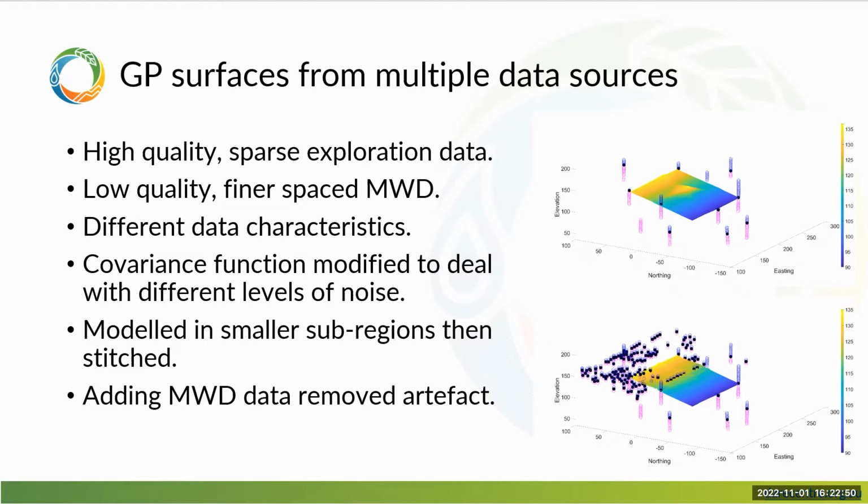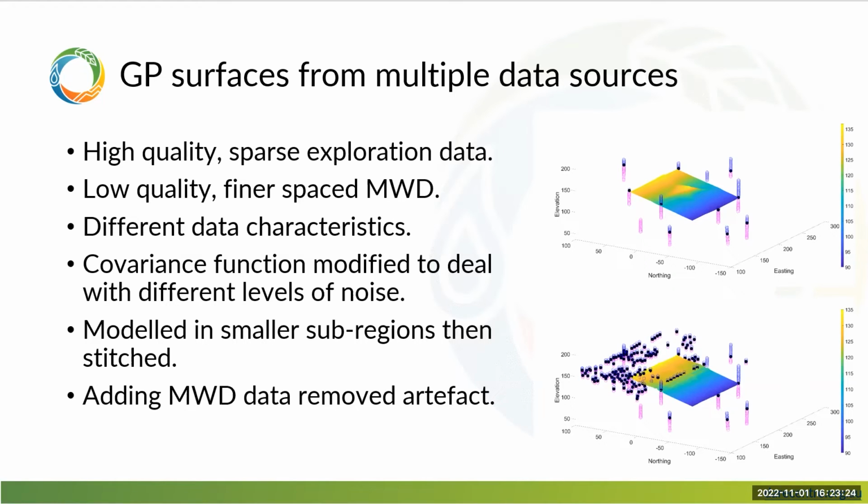So this is some more refined GP modelling done with some colleagues of mine. The high quality, sparse exploration data was combined with the noisier, more detailed MWD data. Due to the different data characteristics, the covariance function was modified to have different levels of noise depending on the data type. As the mine is large, modelling the entire deposit together results in the overall trends dominating and local details being lost. To overcome this, the deposit was divided into smaller subregions, which were modelled independently, then stitched together.